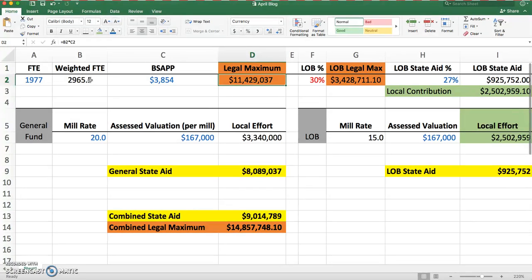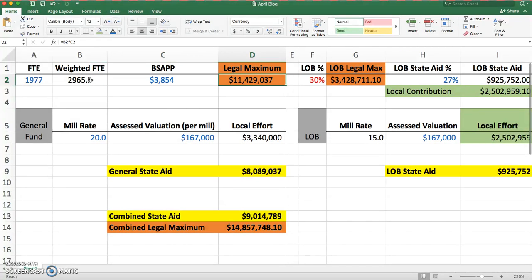Legal maximum basically sets the budget authority under which a district must stay. So we cannot spend any more than that unless, of course, some other factors change. As you can see, there are two numbers that really go into that: the base state aid per pupil and the number of kids that we have. Until one or both of those changes, our legal maximum would not change.